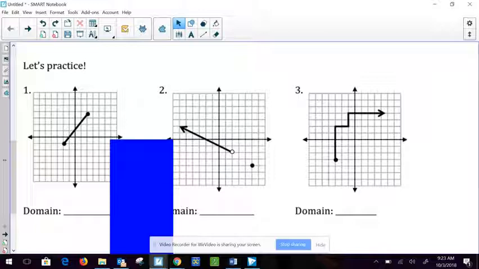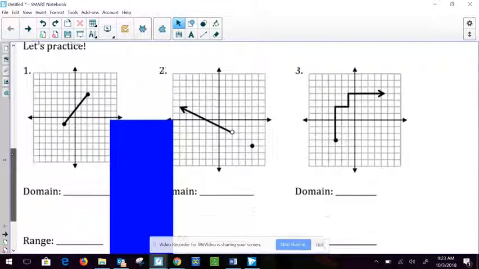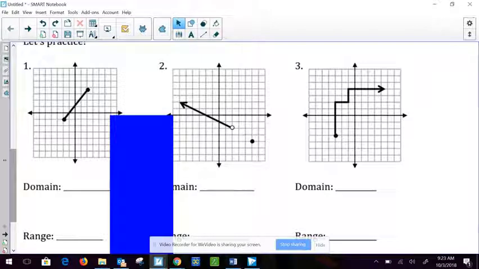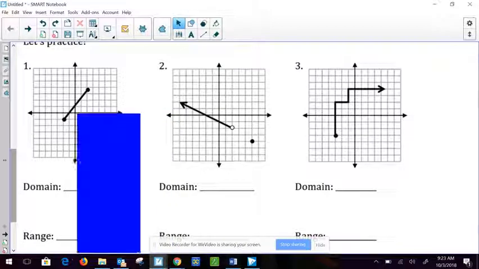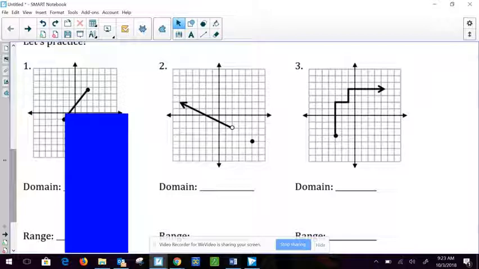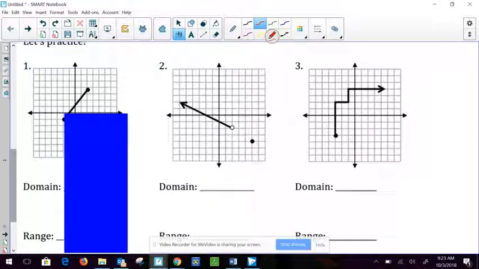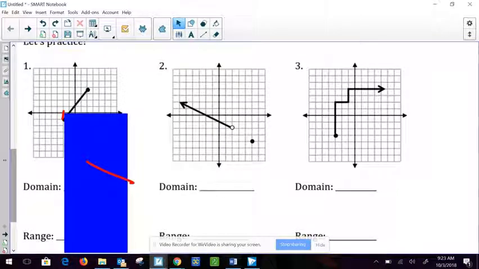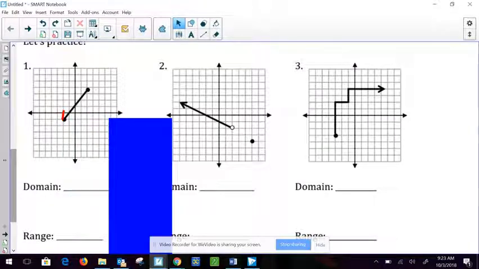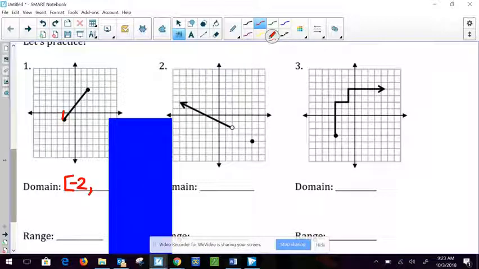So if we look at number 1, I want to start with the domain on it. For domain, I'm always looking from left to right. If I look at the far left part of my graph, the far left part lines up with -2, right here on the x-axis. So I'm going to put a -2 to start it. Again, that's a solid dot, so it gets a bracket, comma.